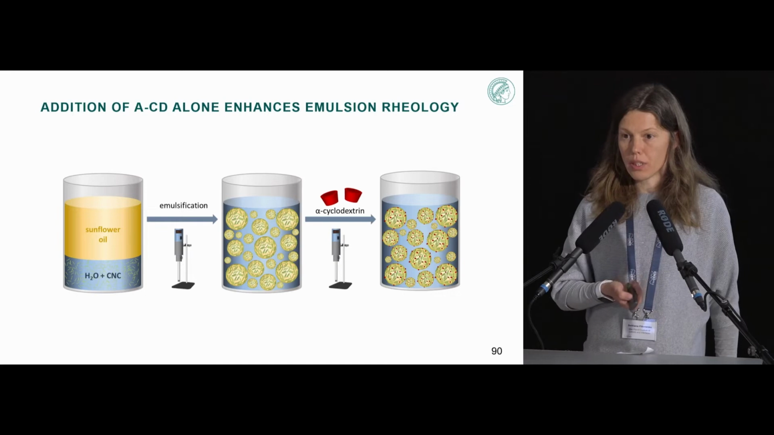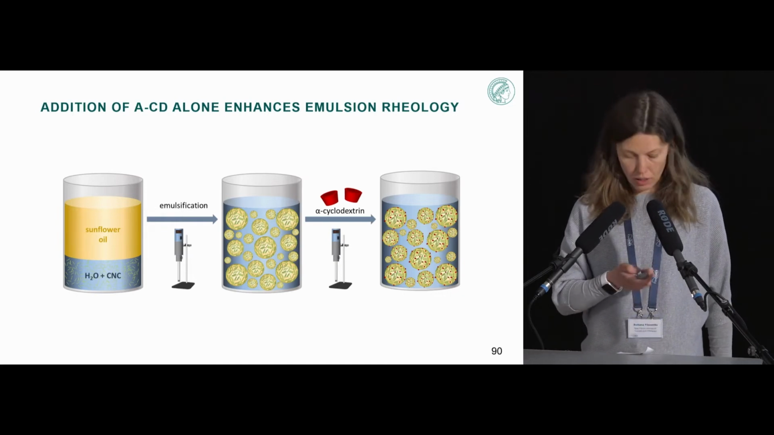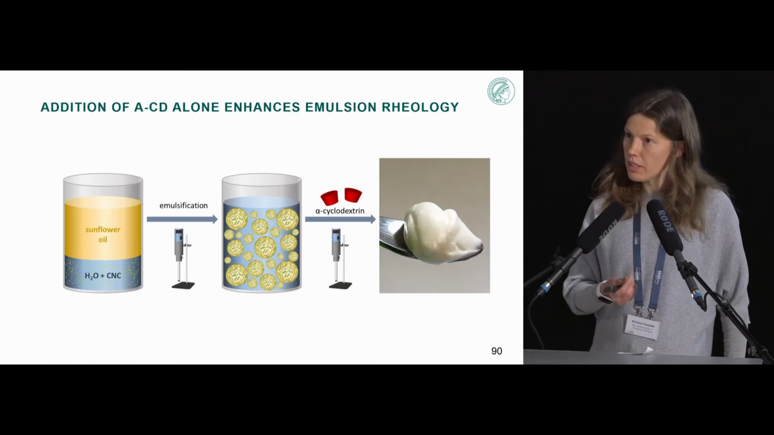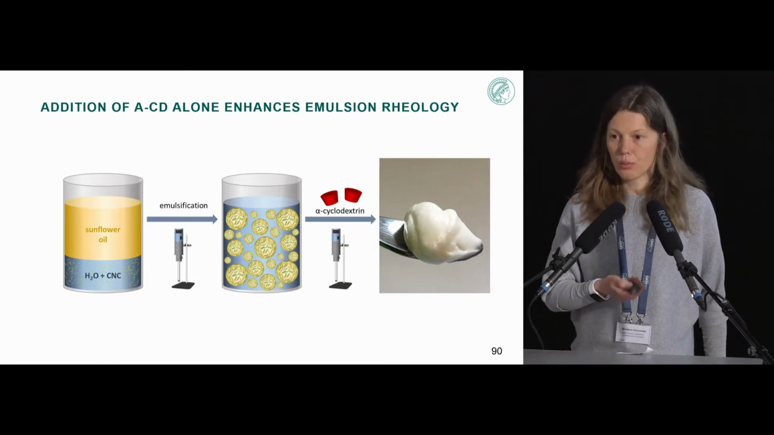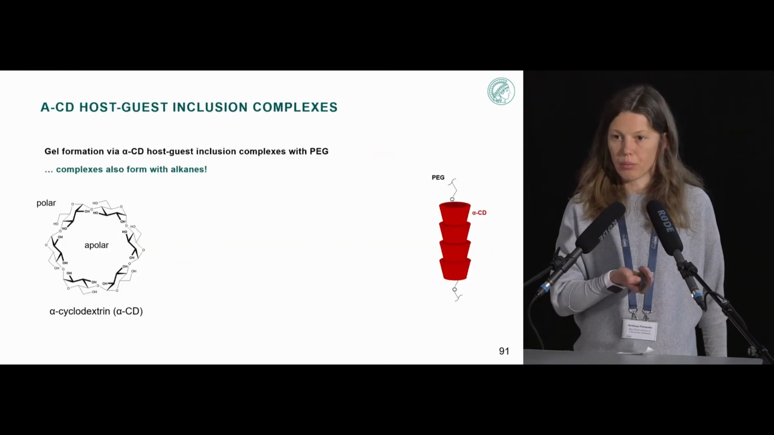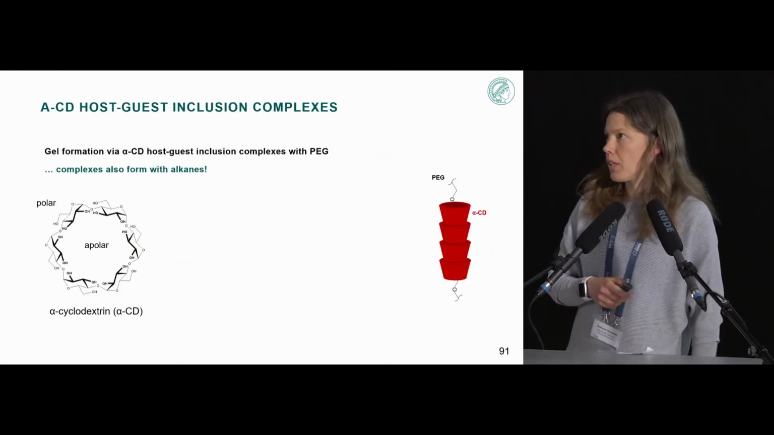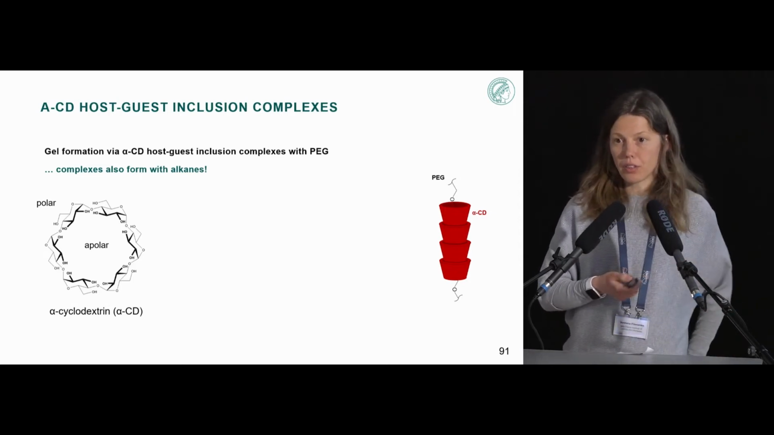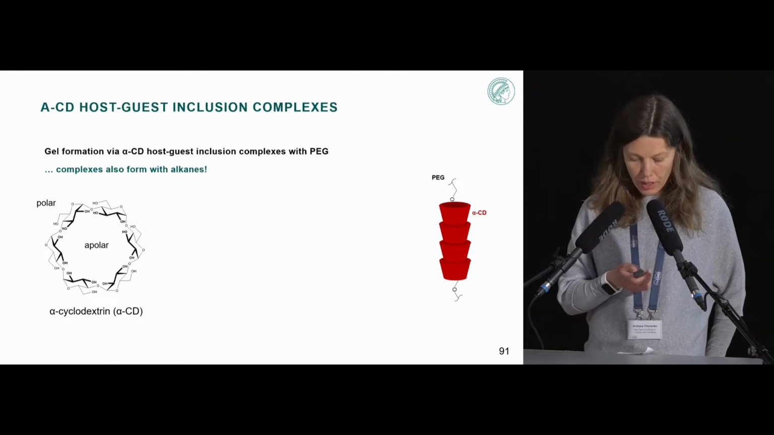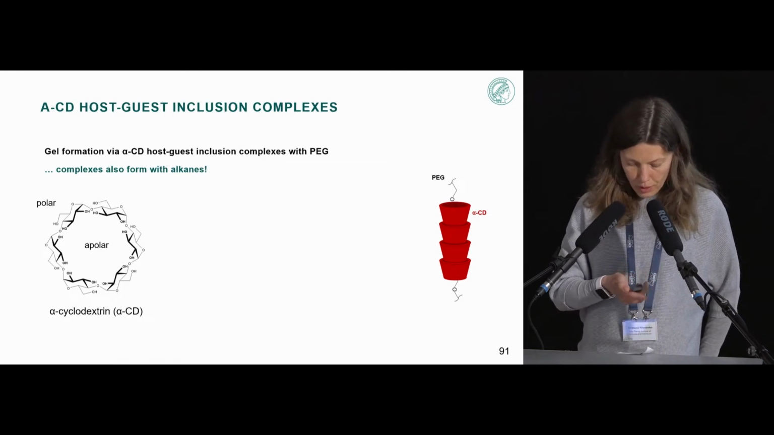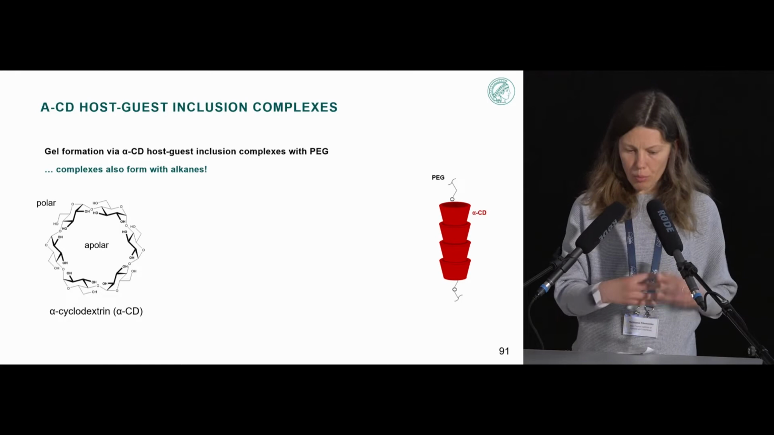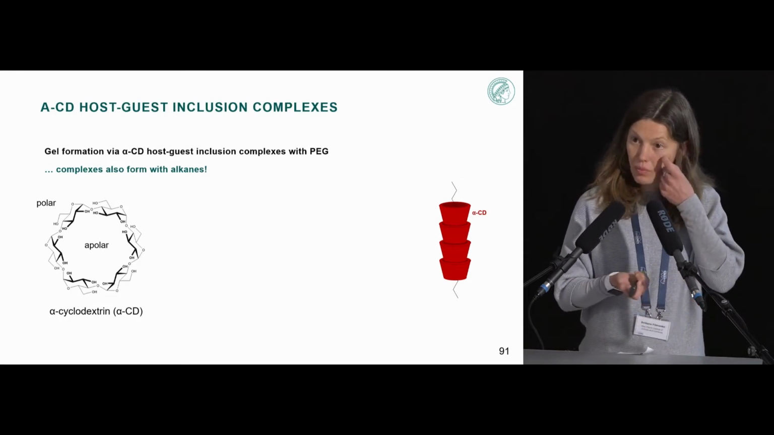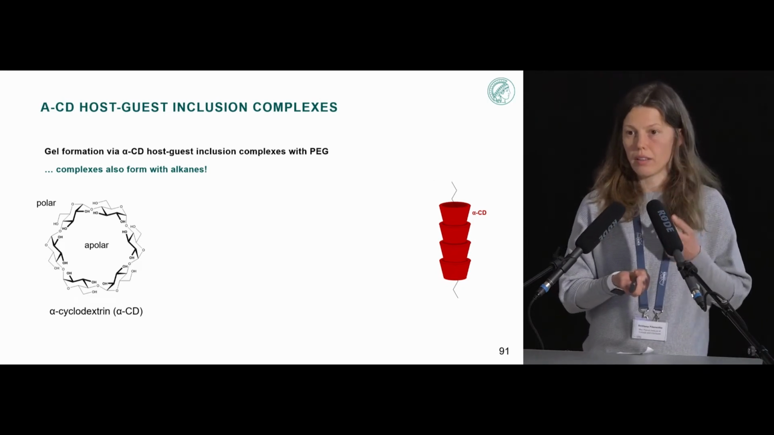Our choice was basically alpha cyclodextrins. At the end, we have this nice creamy structure, this creamy ink, which we can print. So why alpha cyclodextrins? That is an interesting question. Alpha cyclodextrins have very interesting behavior. They can form these moving gels with PEG. But we don't want to use PEG.